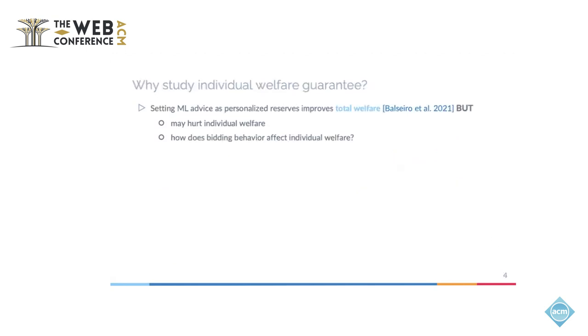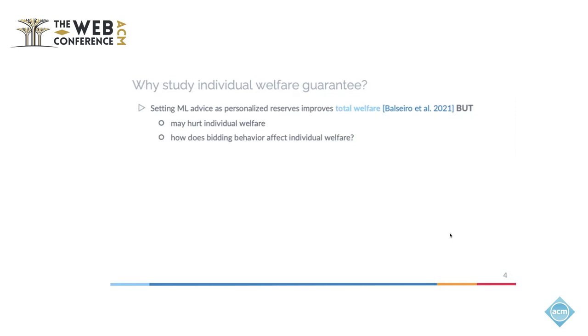Now, you might wonder why we're looking at individual welfare in the first place instead of total welfare. Well, a previous work by Santiago Becerro from Columbia University, as well as colleagues at Google, has shown that directly setting personalized reserve prices for buyers using these ML predictions, ML advice, improves total buyer welfare for the entire platform. However, the pursuit of improving this total welfare may not necessarily guarantee that all buyers benefit equally, or that they're all happy, and it may come at the expense of certain individual buyers' welfares.